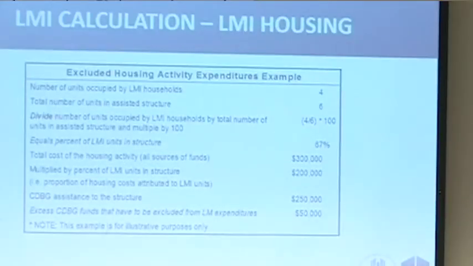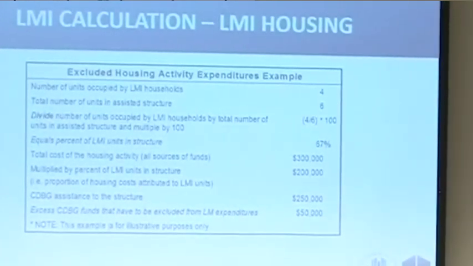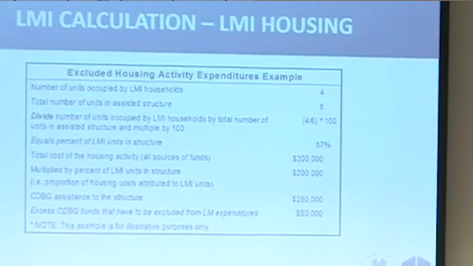So, excluding housing activity expenditures, number of units occupied. So this is our calculation that we did for 51%. So if we had a total of 6 units in the structure, and 4 of them were low mod. That's 67% of the units. If we're prorating on a $300,000 rehab, then we can spend 20% of our funds on that particular rehab. And this is just prorating a rehab type project, a multifamily rehab project, okay?